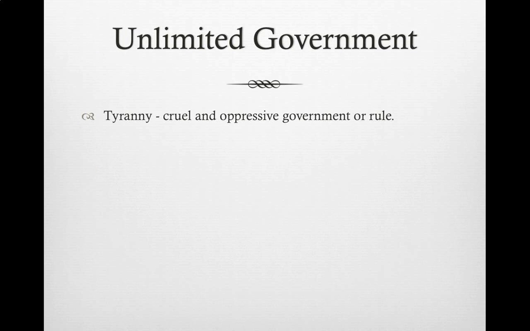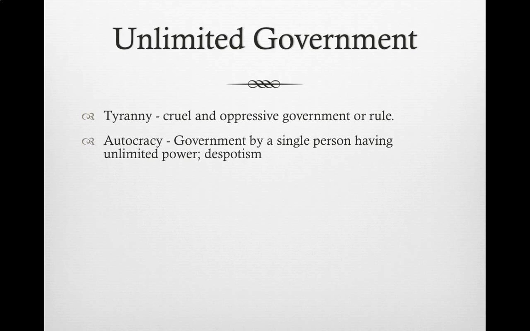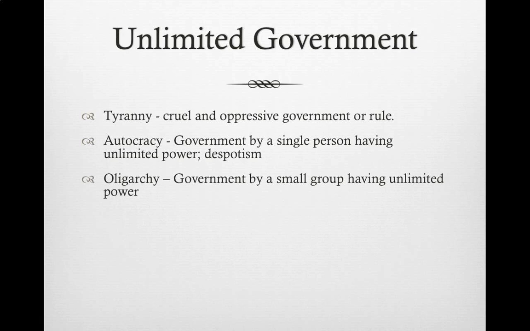Some terms go along with unlimited government. King George III, make sure you know who that is, was the king during the Revolutionary War. And some terms they used to describe him: tyrant, and tyranny is cruel and oppressive government or rule. Autocracy, which is government by a single person having unlimited power. King George III was also sometimes referred to as a despot, which is once again a tyrant or a dictator. He was the king.